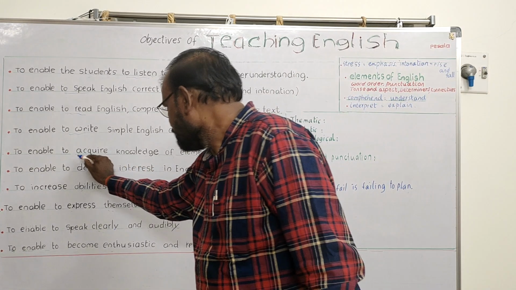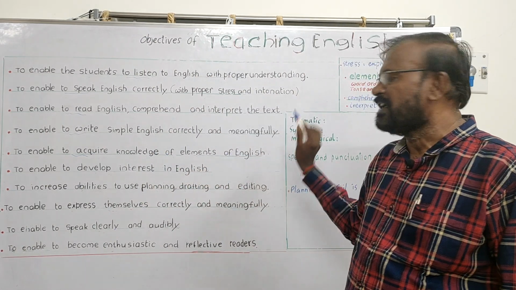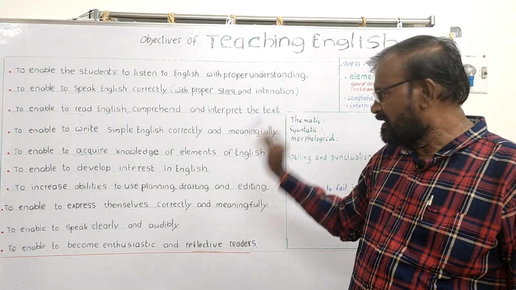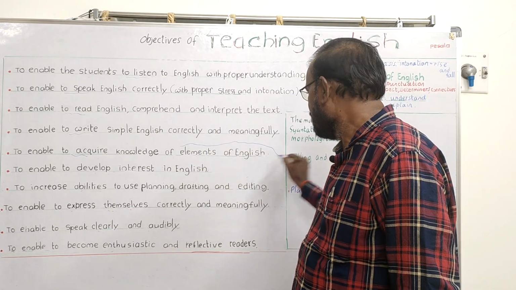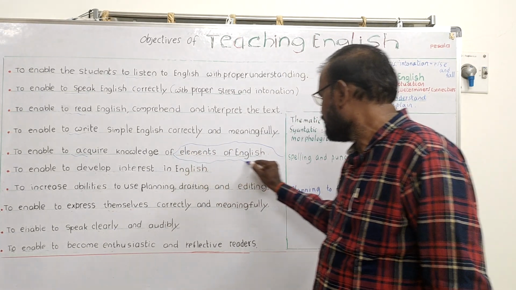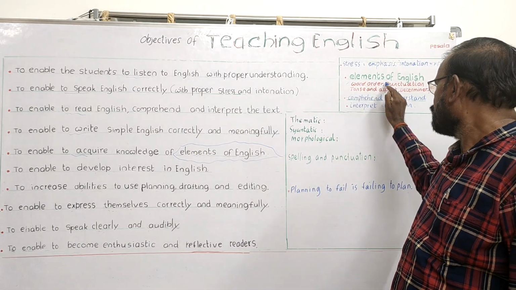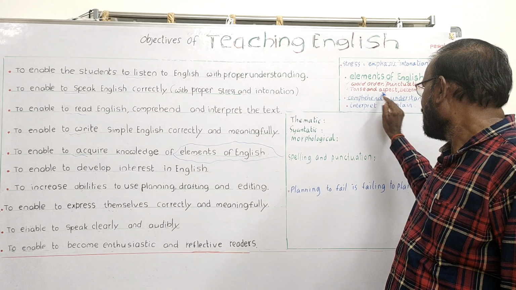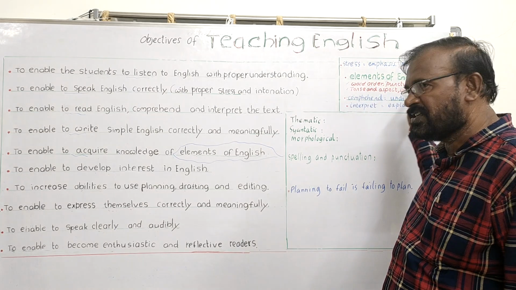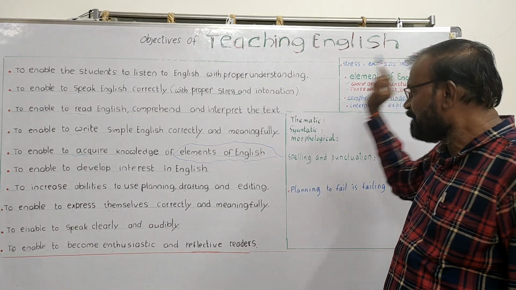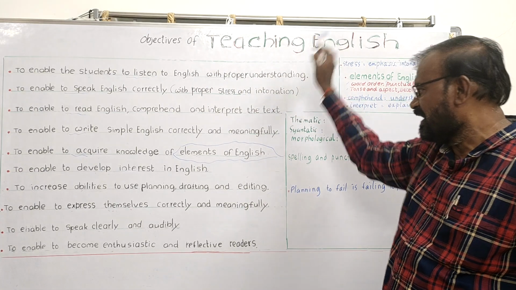To acquire the knowledge of elements of English. They have to get the knowledge of elements of English. What are those elements of English? These are the elements of English: punctuation, tense, aspect, determiners and connectors. They get the knowledge of these elements of English, and it is one of the objectives of teaching English.